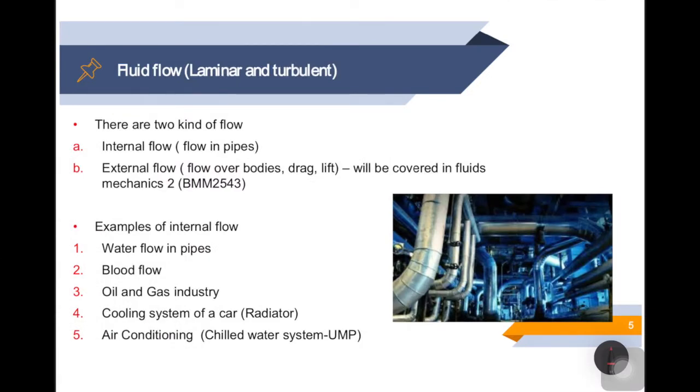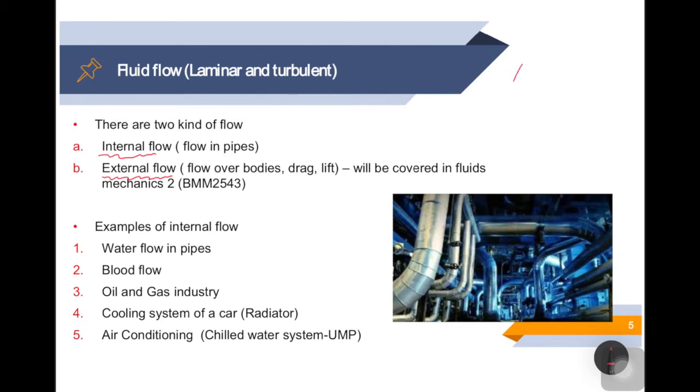So let's move to fluid flow. Fluid flow can be classified in two kinds of flow. Number one is internal flow, and number two is external flow. So what is internal and what is external flow? If the fluid is flowing over a surface, then this is called external flow. And if a fluid is moving in a conduit or a pipe or a duct, then this is internal flow.